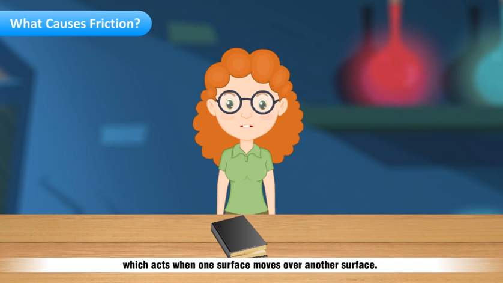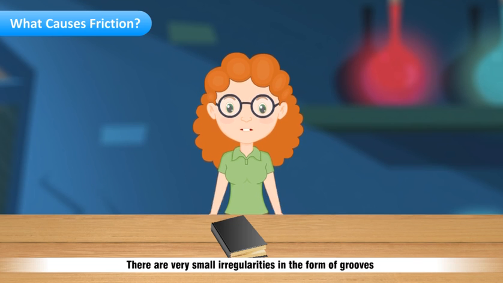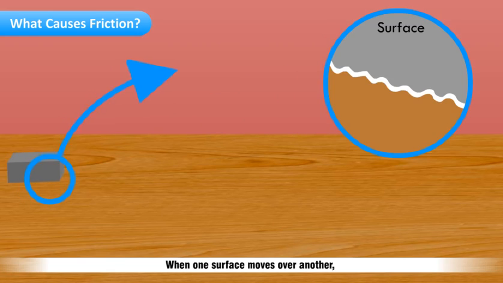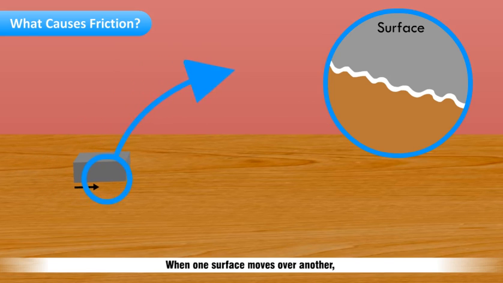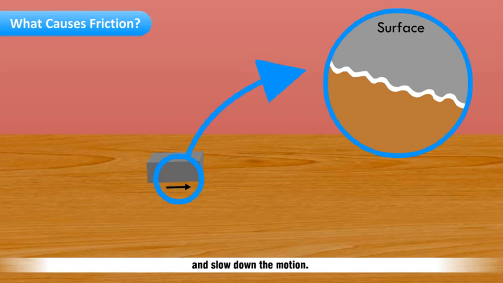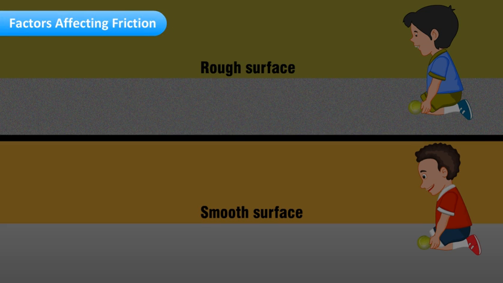What causes friction? You know that friction is a contact force which acts when one surface moves over another surface. There are very small irregularities in the form of grooves and ridges between two surfaces in contact. When one surface moves over another, these grooves and ridges get caught up and slow down the motion. This causes friction.